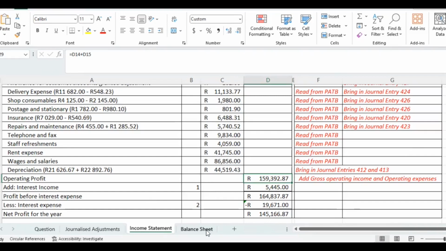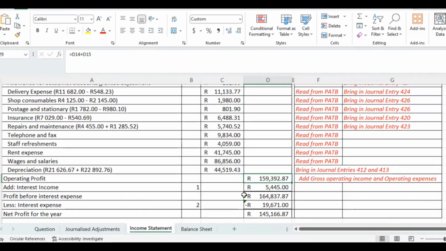Now, what is a note? A note is simply a little calculation to show how we got to the amounts that are reflected in our financial statements.